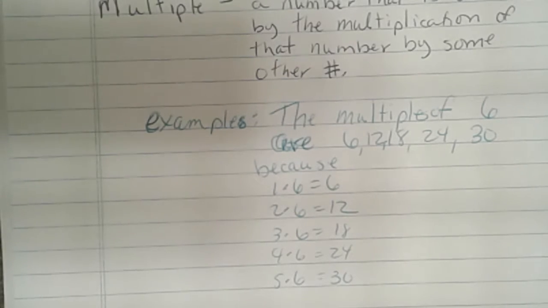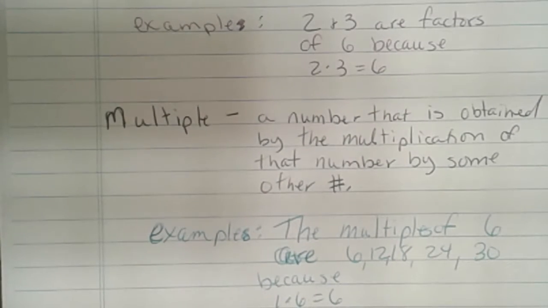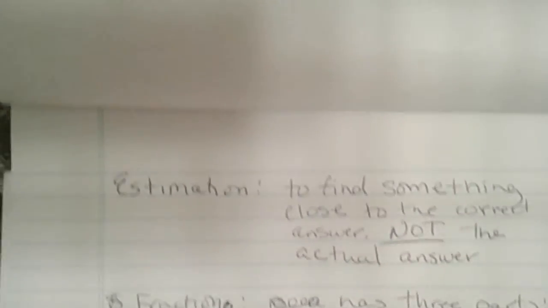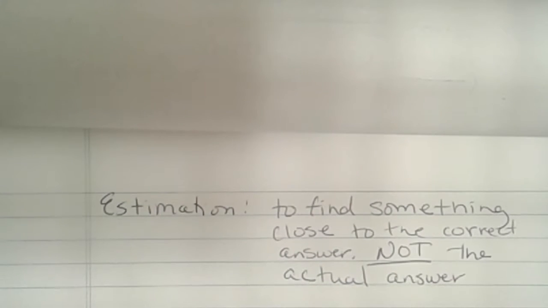The most common mistake that students make when it comes to finding factors or multiples is that they forget about the factor of 1. Everything is divisible by 1. And everything can be times by 1. Okay, some other definitions that we're going to be looking at in this review is estimation. Estimation is to find something close to the correct answer, but it is not the actual answer. It is not the actual answer. It is an estimation. Okay?